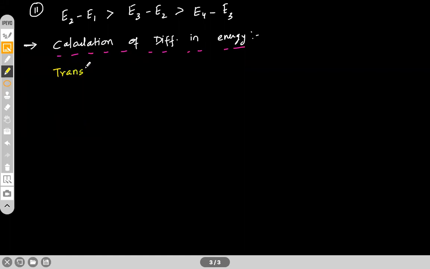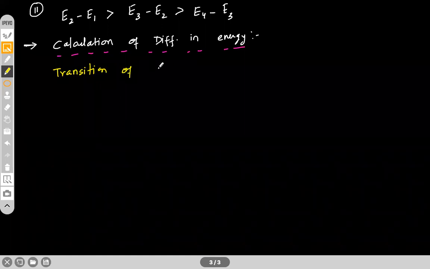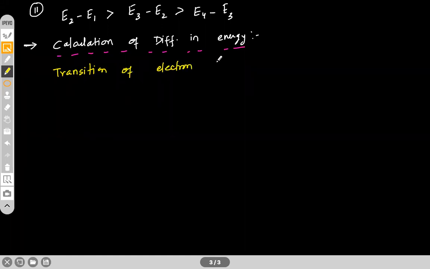I'm assuming the transition of an electron from Ni to NF. Ni stands for initial orbit, NF is for final. Right? So we have NF greater than Ni, we are assuming. Means higher energy level, the electron is jumping. So the electron is jumping into a higher energy level.